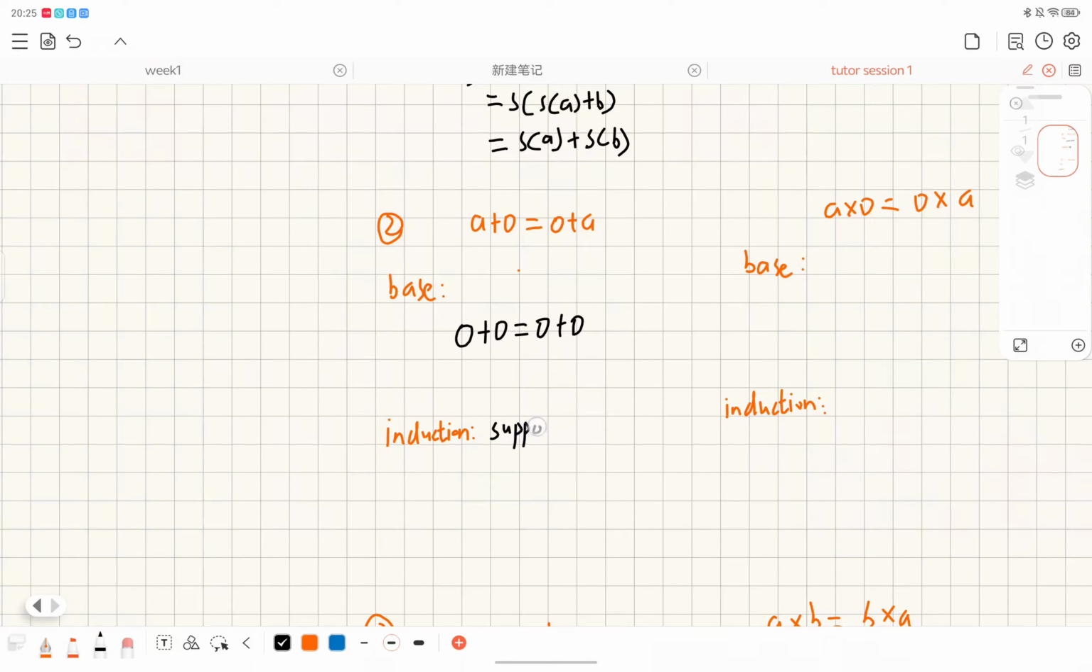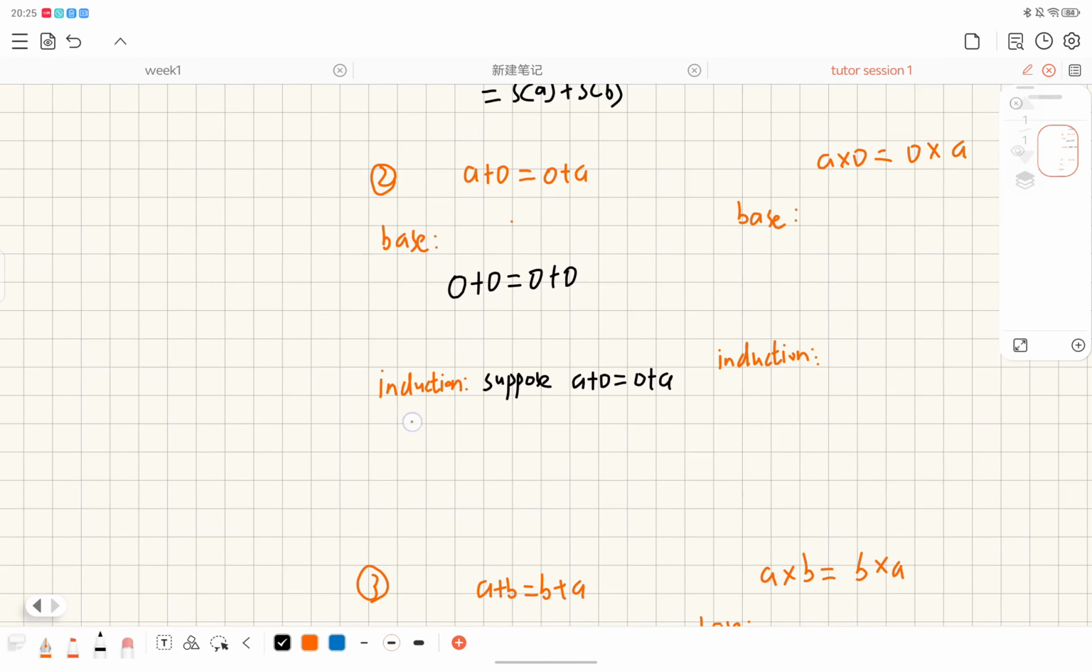Then what will happen in the induction step? Here is our induction hypothesis. Suppose we know that a plus 0 equals 0 plus a. So what will happen to sa plus 0? Oh, sorry, my fault. Here we should say sa plus 0 equals sa, according to the definition of plus, right? And sa equals s(a plus 0).